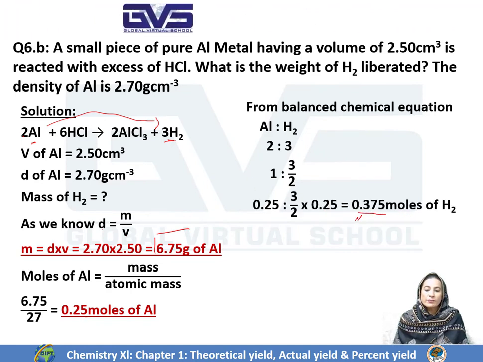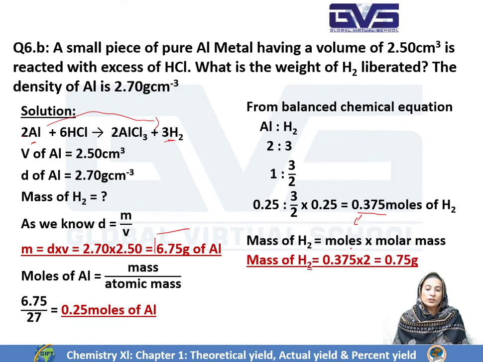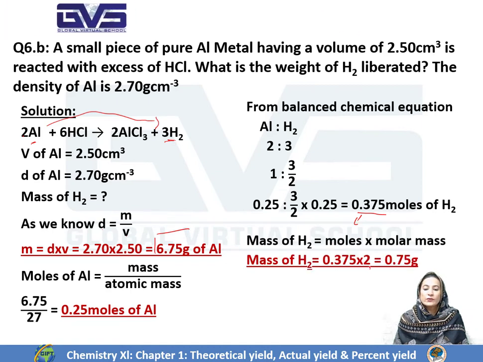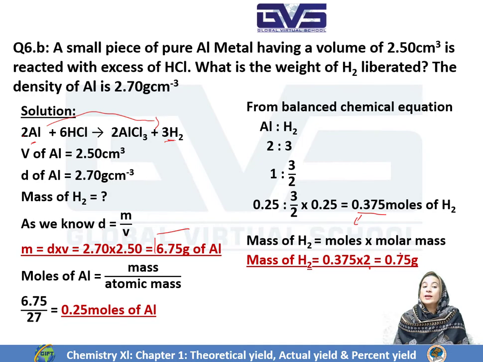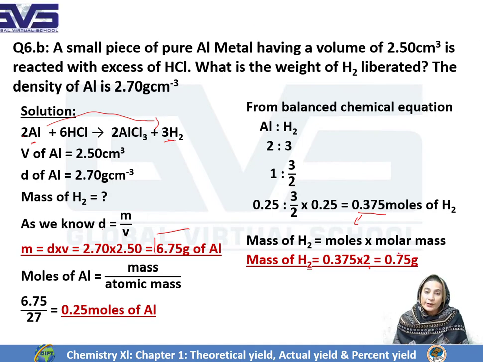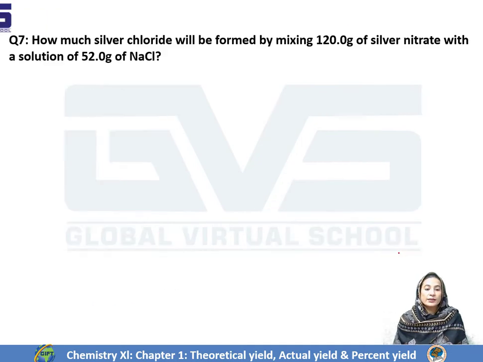Now convert this back into mass by multiplying with 2. 2 is the molar mass of H2. So you have 0.75 grams of H2 liberated. Hopefully this is clear. Now another example.